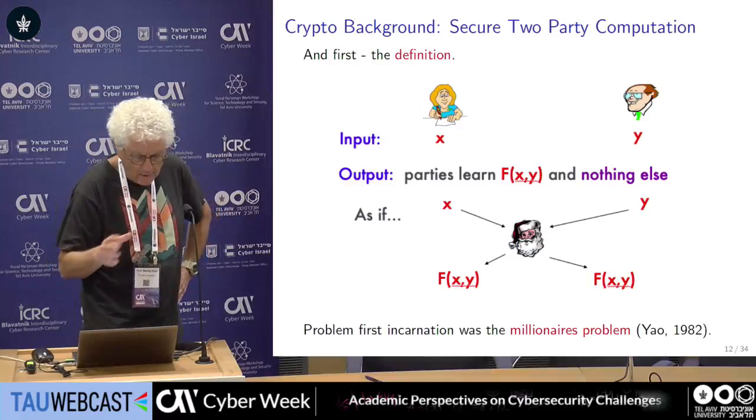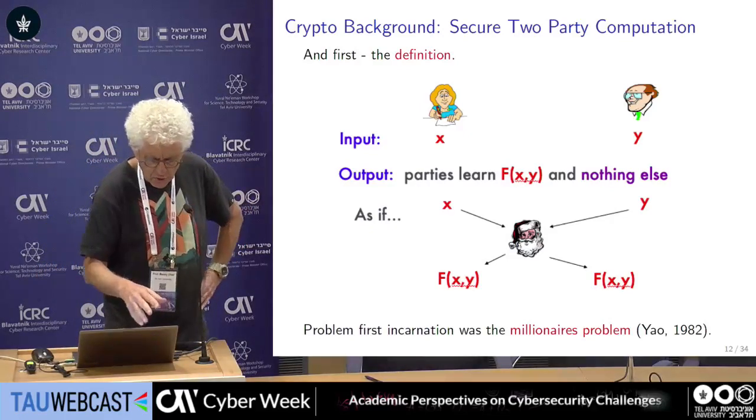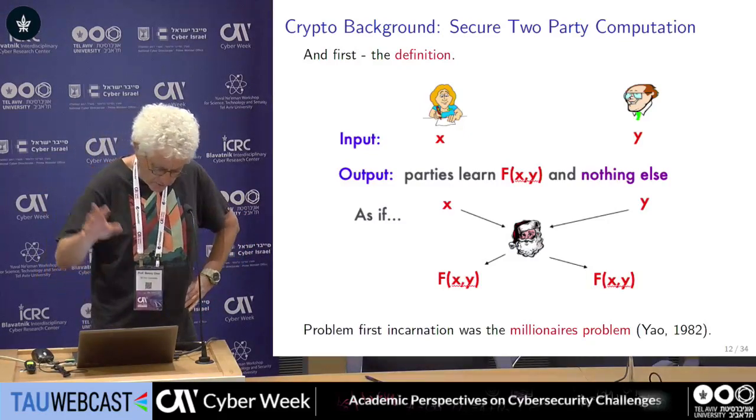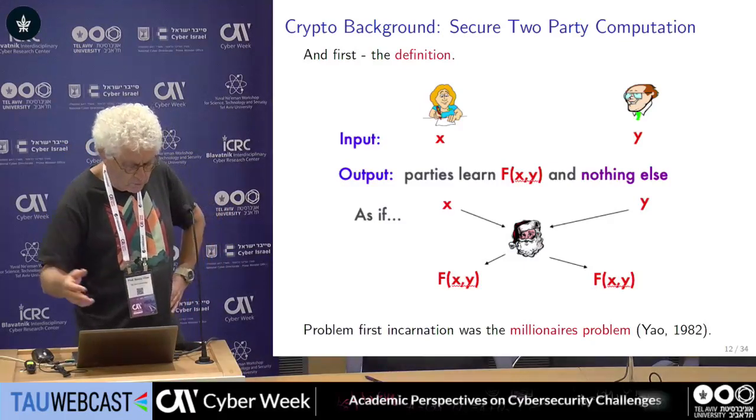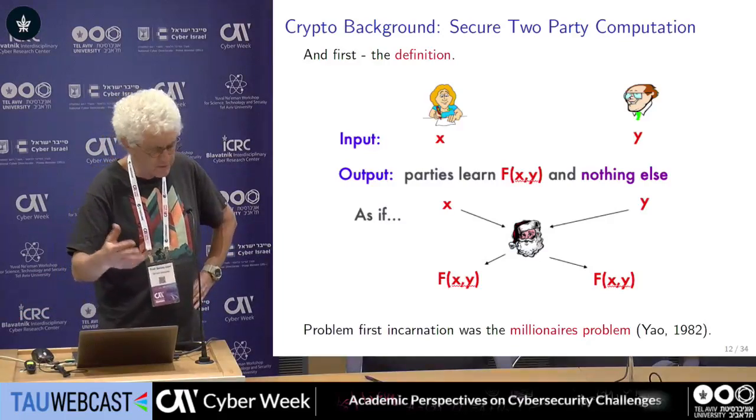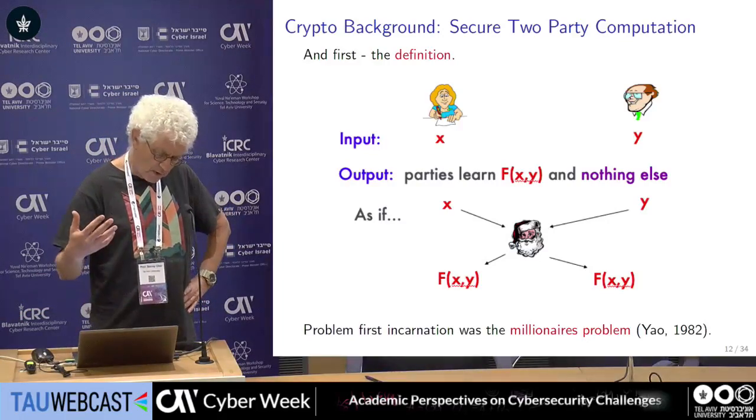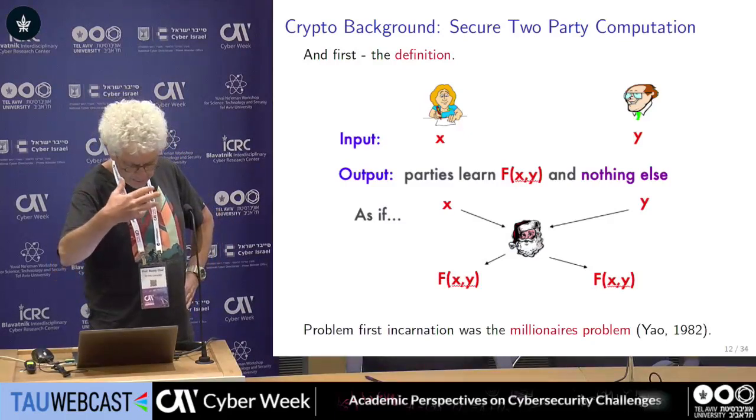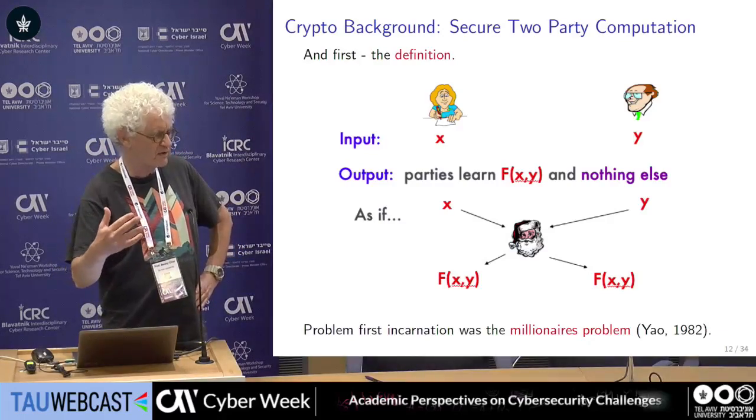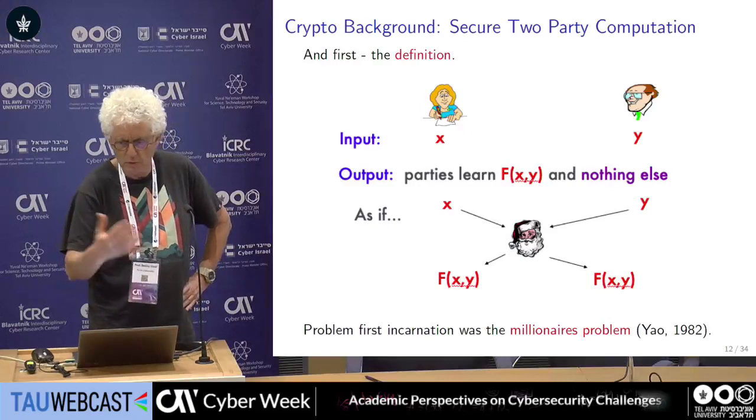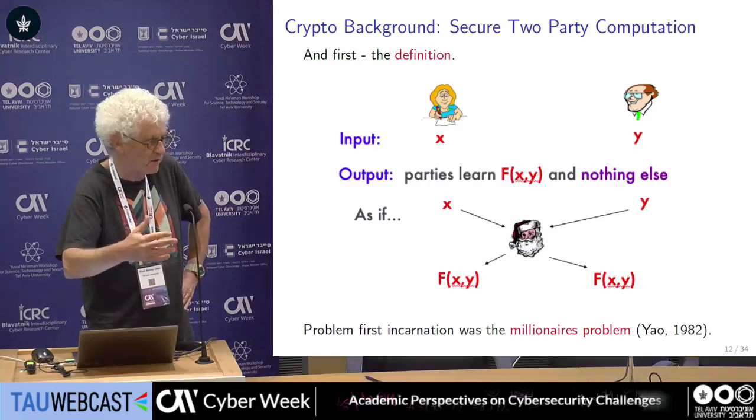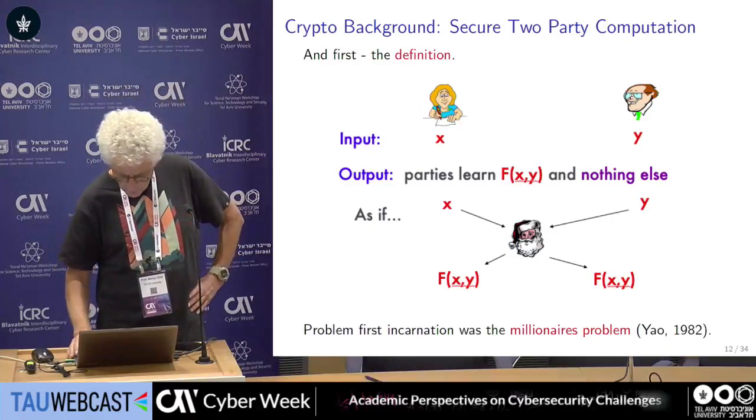Okay, one basic thing we use is secure two-party computation. This goes back to Yao in 1982, first cast as the millionaire's problem. You have two participants, Alice and Bob, let's say. One has x, the other has y. They want to compute the function f(x,y), but they want to do it as if they give their inputs to some trusted party, this guy with the beard, and he gives them back f(x,y) and nothing else. So f(x,y) is revealed, that's what they want to get, but nothing else, except what can be inferred from f(x,y), which you cannot prevent.